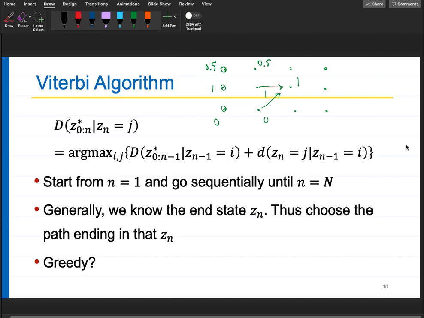Okay. But the basic idea which I want to convey is that this is not a globally optimal solution. There is still some possibility that you may mess up.